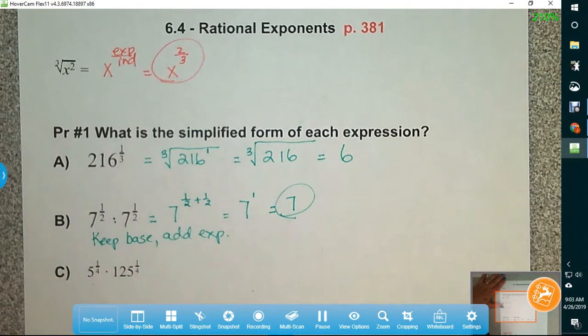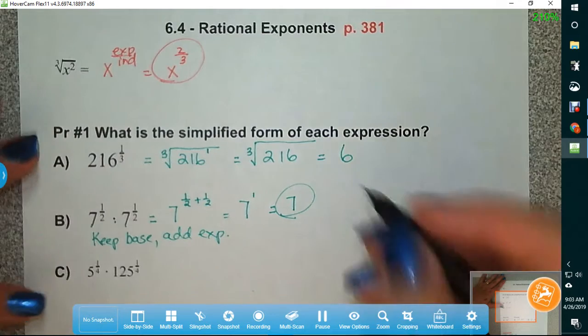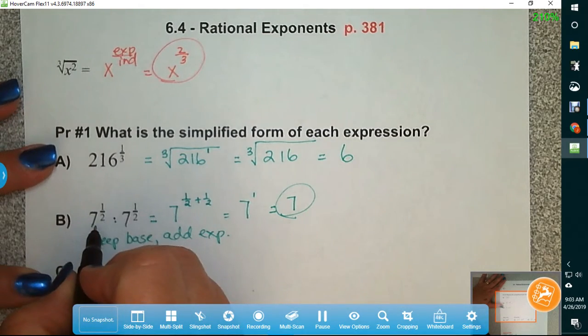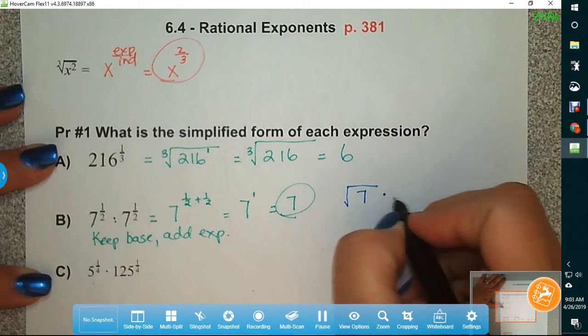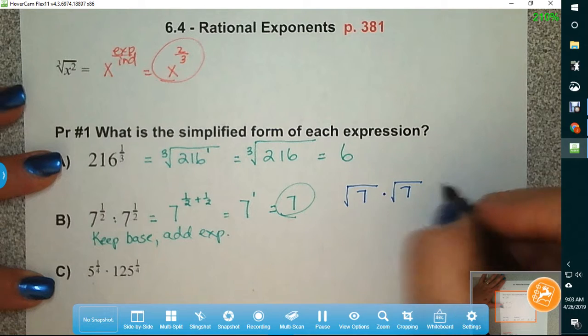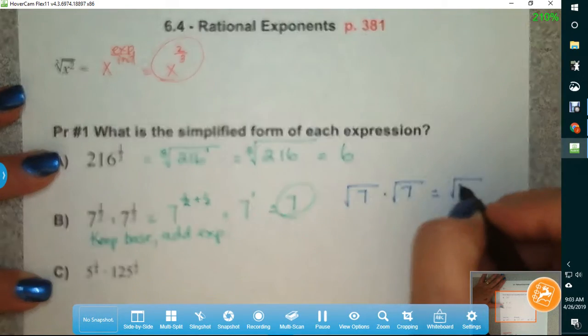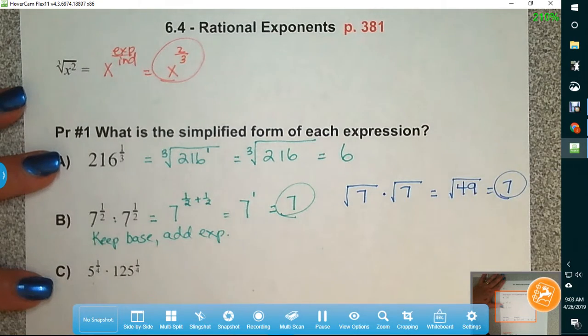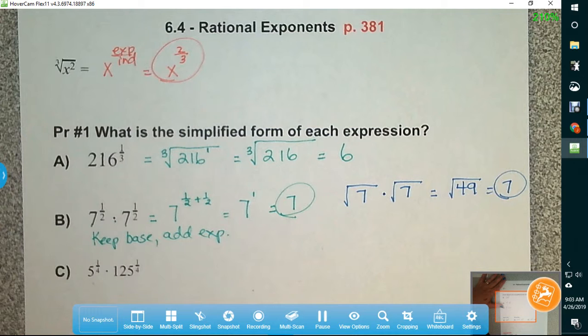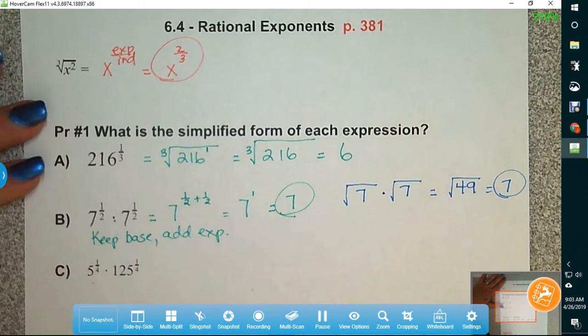Now, let me show you how that is equivalent to what we've been doing in radical form. I know that 7 to the 1/2 is the same as the square root of 7. So when I multiply the square root of 7 times the square root of 7, I get the square root of 49, which is 7. Same answer, two different methods. For this problem, it does not matter which way you do it. Some problems will be easier done one way or the other. Okay? Almost all of them can be done both ways, but there may be a few exceptions to that rule.